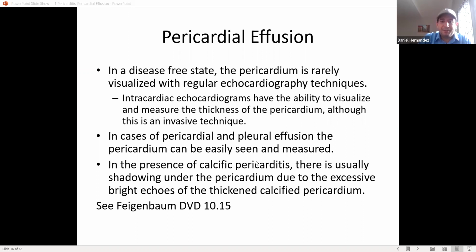In the presence of calcific pericarditis, there's usually shadowing under the pericardium due to the extensive bright echoes of the thick and calcified pericardium. So that could be another clue that this patient has calcified pericarditis, as a result of this posterior shadowing seen on the opposite side of the heart. So if we get any sort of shadowing artifact, that could be a good indication that this patient has the presence of calcific pericarditis.